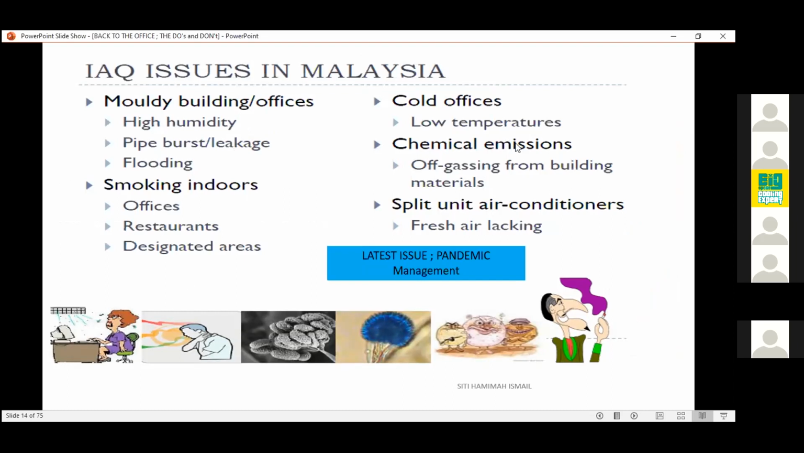Another issue that we have is the split unit. Okay, why is the split unit becoming an issue? It is the fresh air leaking. So the latest issue that we have in Malaysia is pandemic management for COVID transmission in the indoor air setting.